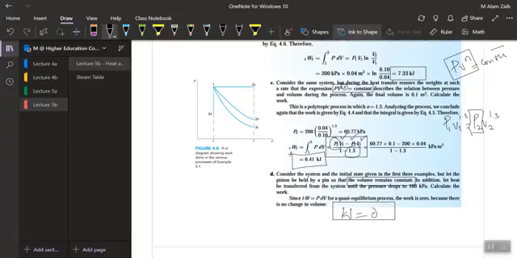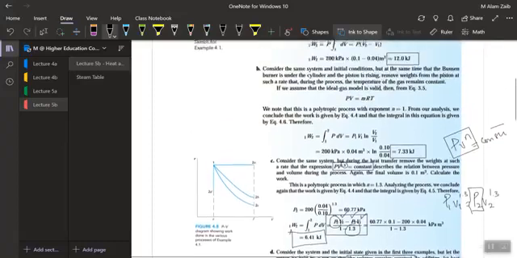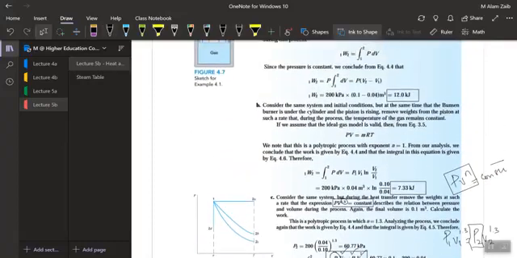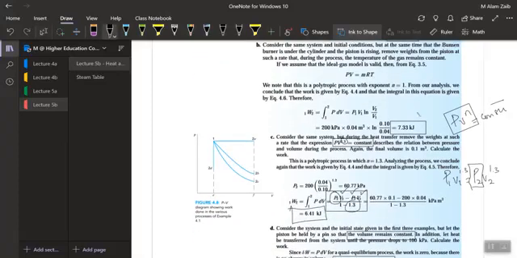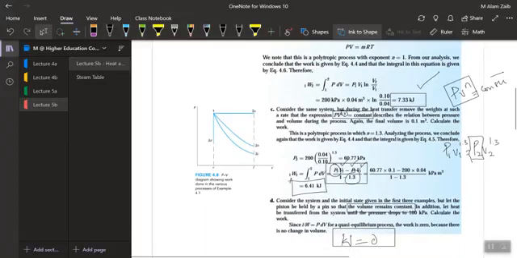Now showing on a PV diagram, let's check the different values. We have got the highest work done in a constant pressure process. Then we have got the isothermal process. Then we have got the polytropic process, and the lowest work done that could be possible would be in a constant volume process, the isochoric process.